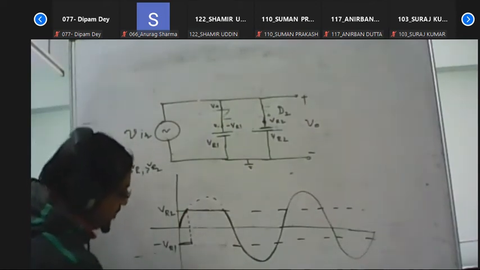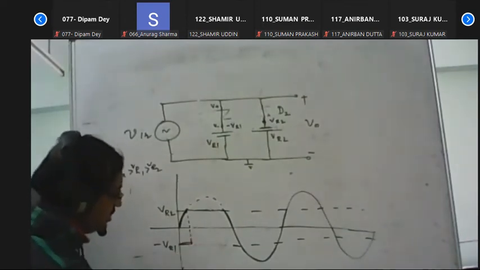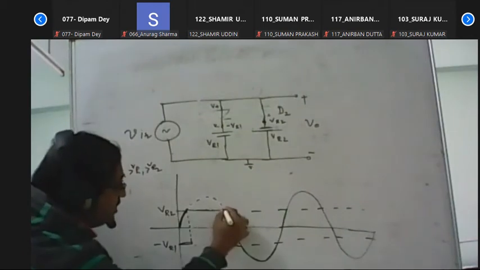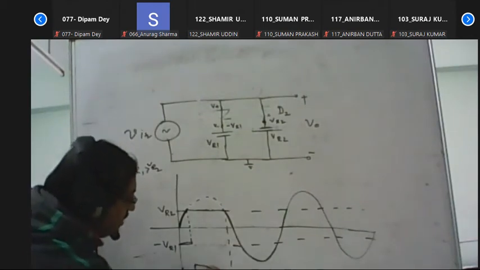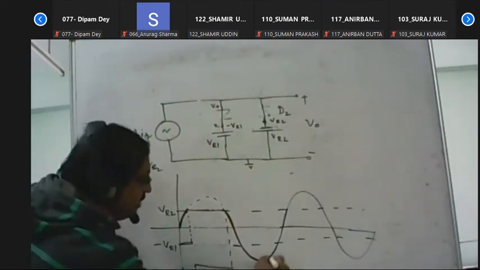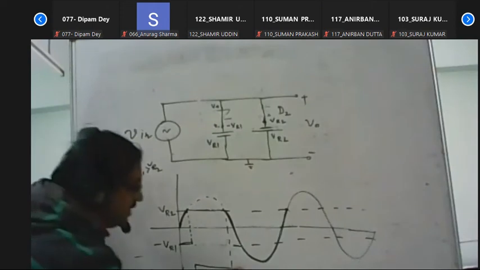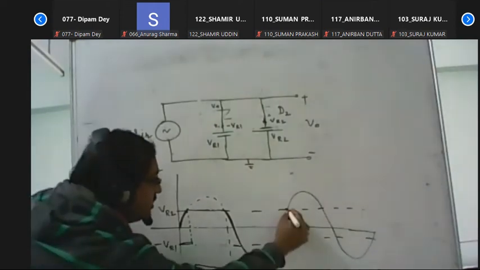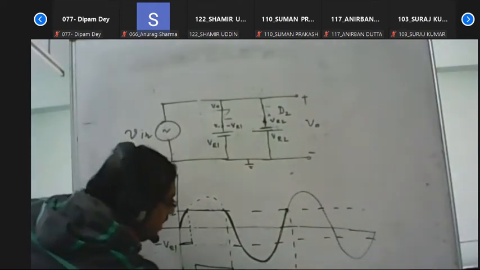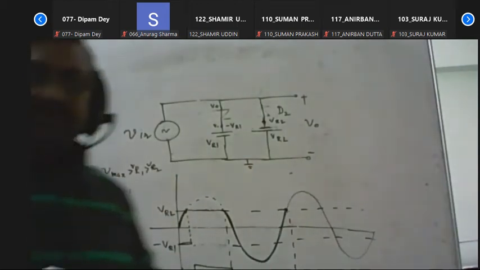So if you draw the output voltage, in this section it is minus VR1, and for this portion it will be equal to VR2. Again, where the input voltage is less than VR2, in that section the output voltage must be equal to minus VR1. In that way, we get the waveform.